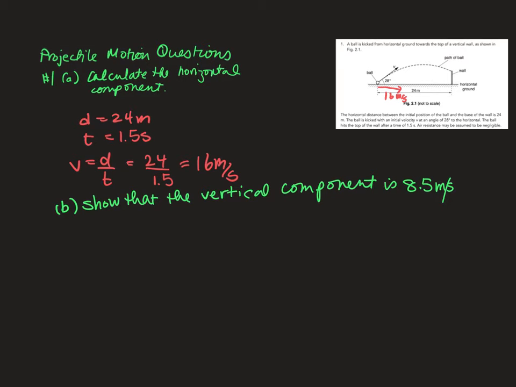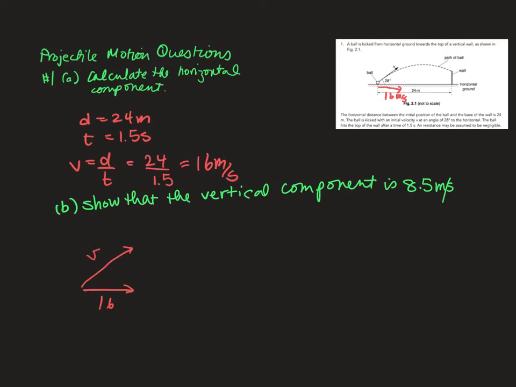And part B, show that the vertical component is 8.5 meters per second. Now in the question it says show that, you don't get to use that 8.5. You actually need that to be your last answer or last piece of work. Now let's think about this. In this direction we had 16 meters per second.